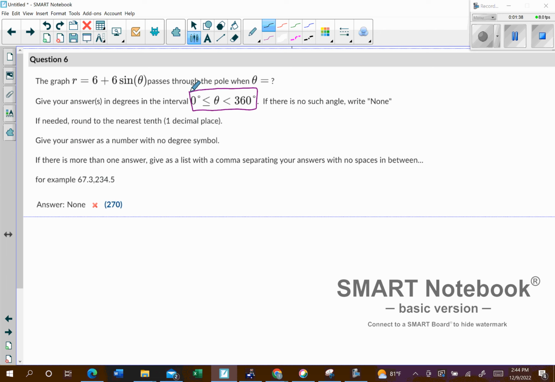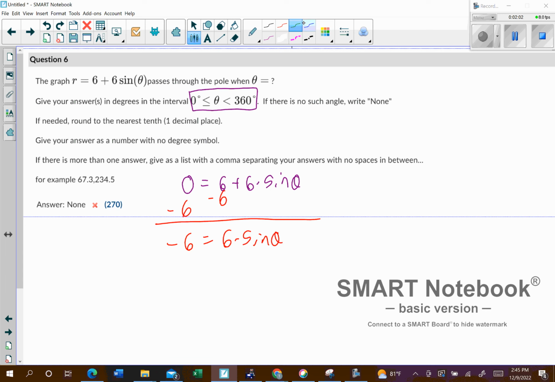Basically, if you're going to pass through the pole, your radius is going to equal 0. And so that's what we're going to have to do, set r equal to 0. So we're going to have 0 equals 6 plus 6 times sine of theta. And so we'll subtract 6. Negative 6 equals 6 times sine of theta. Then we'll divide by 6 on both sides, and we'll get sine of theta equals negative 1.